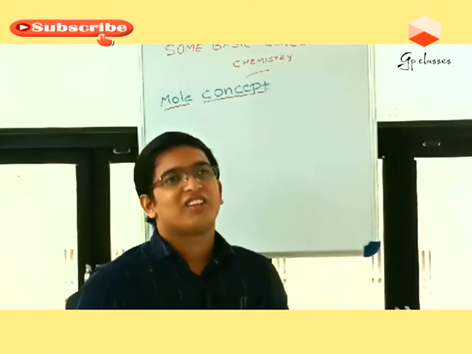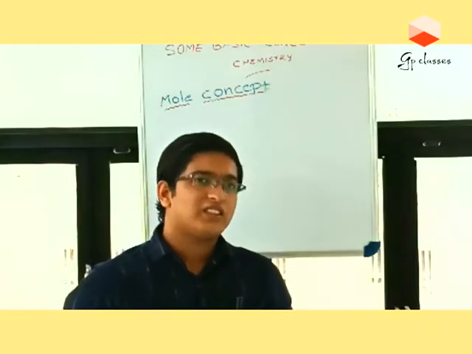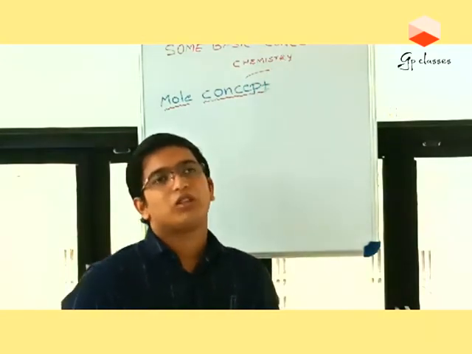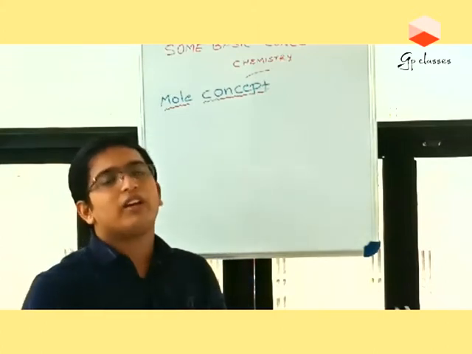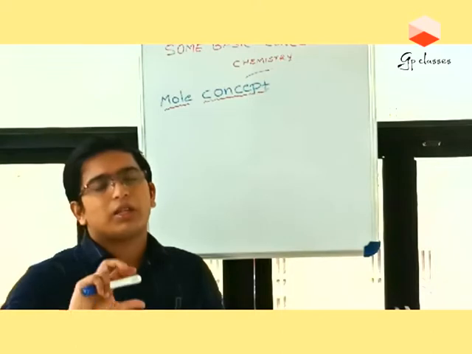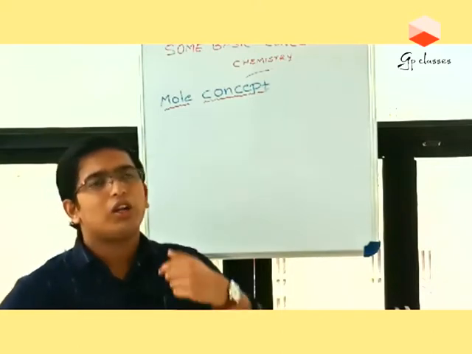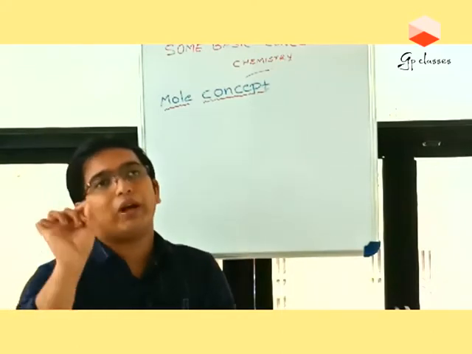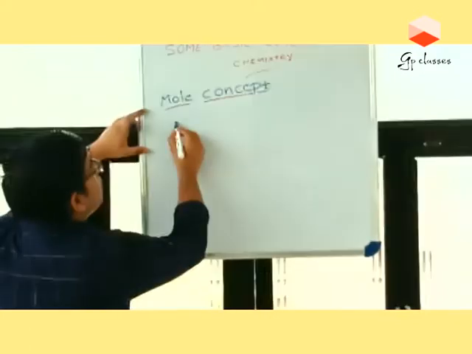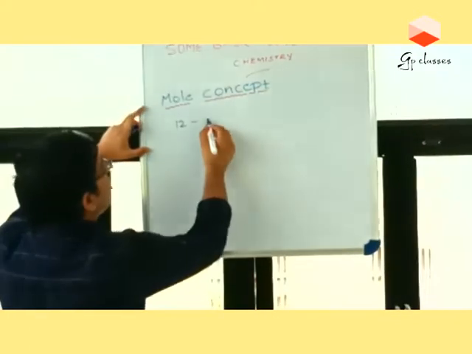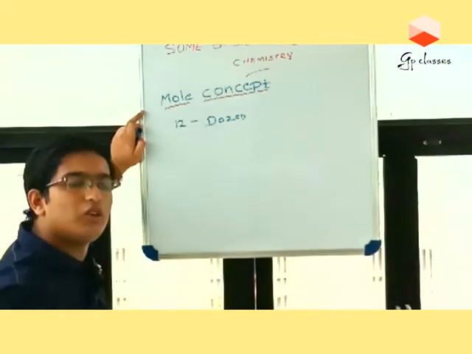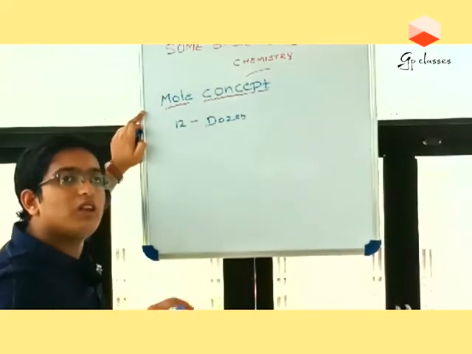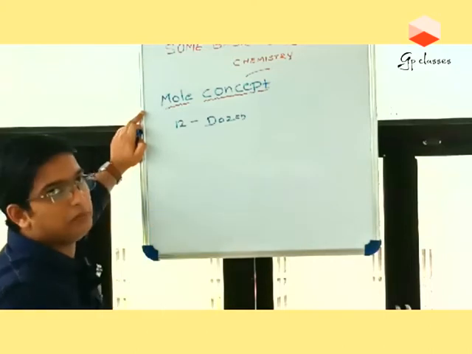Good morning. In today's lecture, let us discuss in detail what the mole concept is. Before entering into the topic, let us look at some examples. What do you call something which is 12 in number? Anything which is 12 in number is known as a dozen. We go to the grocery shop and ask for a dozen eggs, which means 12 in number.